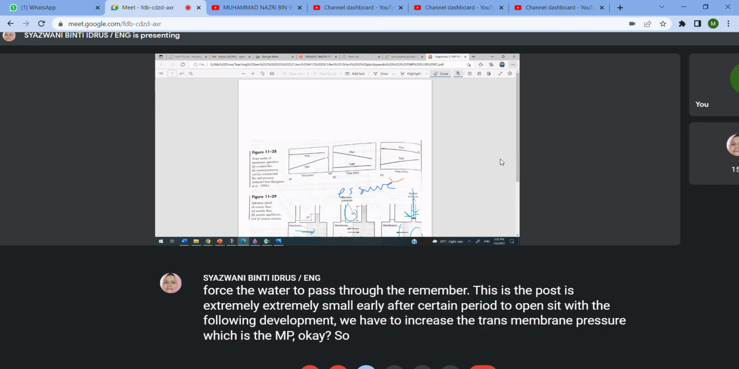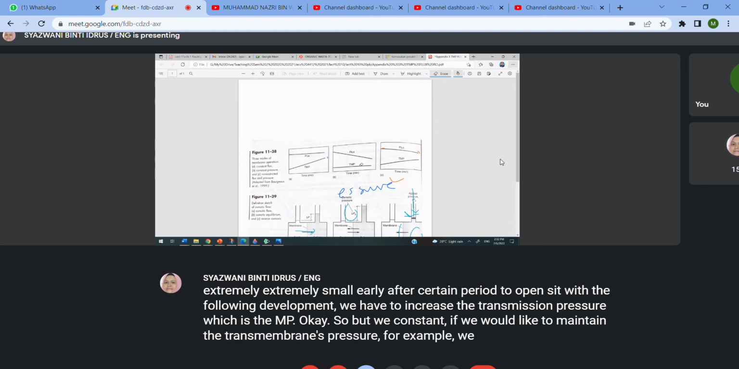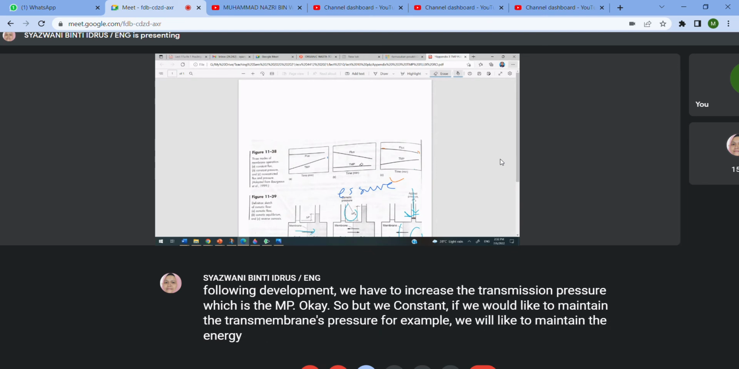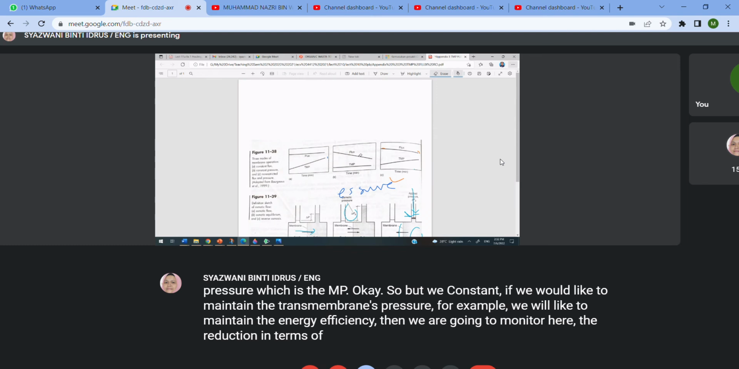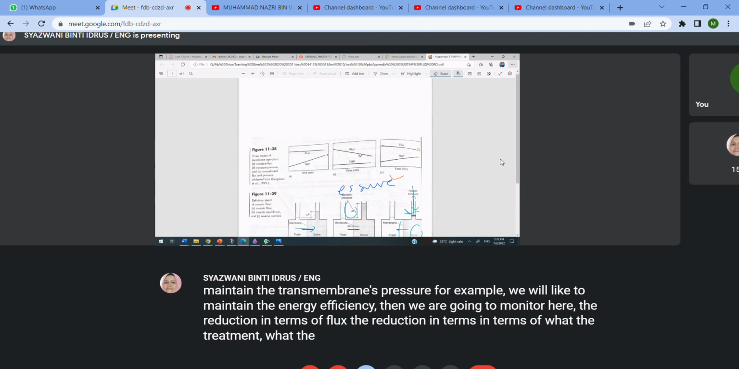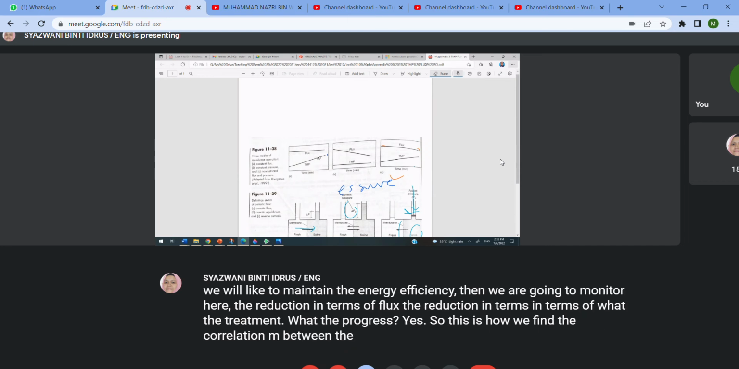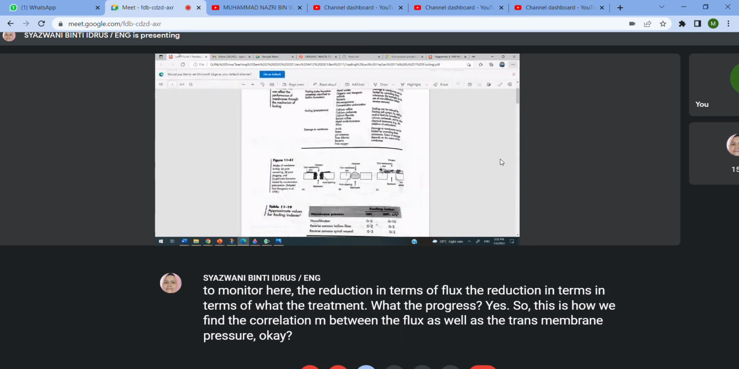Okay, but if we would like to maintain the transmembrane pressure constant, for example, to maintain the energy efficiency, then we are going to monitor the reduction in terms of flux, the reduction in terms of treated water produced. So this is how we find the correlation between the flux as well as the transmembrane pressure. Okay, this is the fouling.